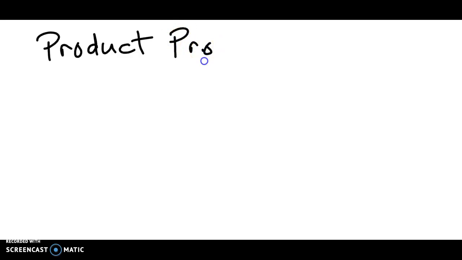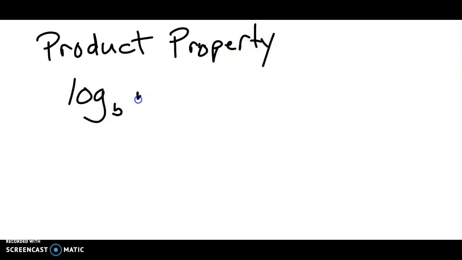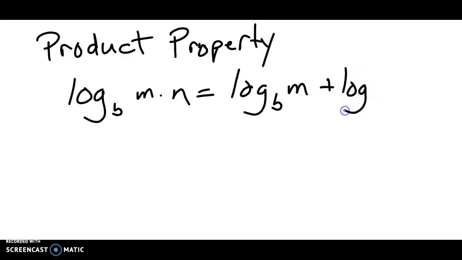Let's get into the product property. Remember when we were doing exponents, we multiplied two values together. What we did was we actually added the exponents together. So that's still going to be the same kind of thing. So log to any base b of m times n is going to be equal to log base b of m plus log base b of n. So you can see we're adding and we're multiplying. And these things will work in either direction.